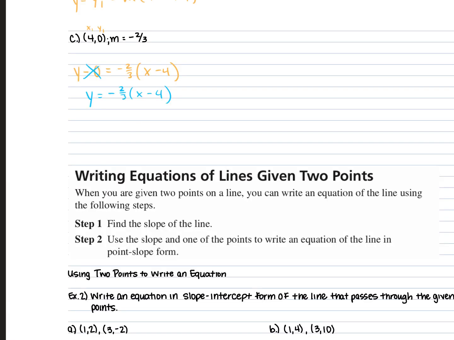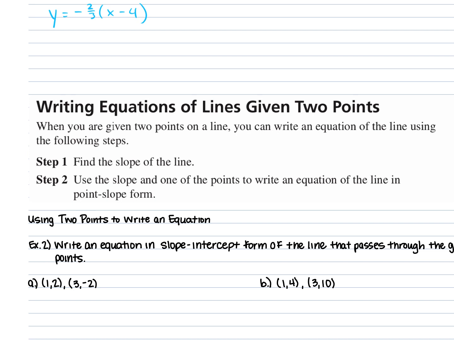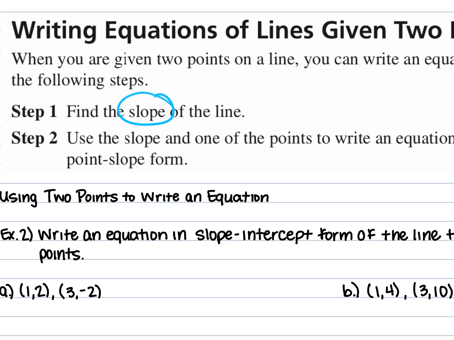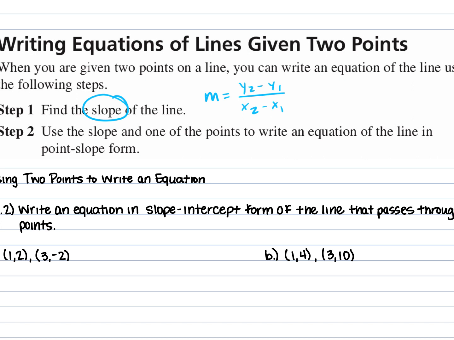All right, for the next part, we're going to be writing equations of lines given 2 points. So when we're given 2 points, we can write an equation of a line using the following steps. Step 1 is to find the slope. How do we find the slope? Awesome. y2 minus y1 over x2 minus x1. And then we use the slope in one of the points to write the equation of a line in point-slope form.